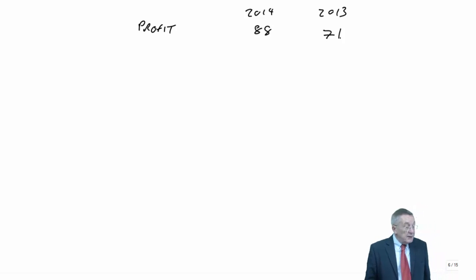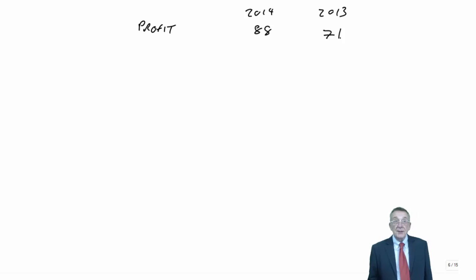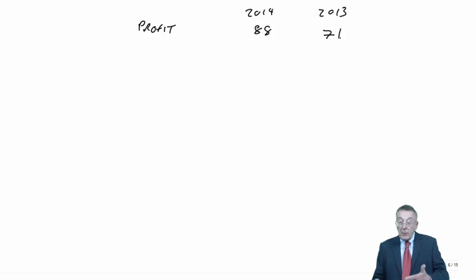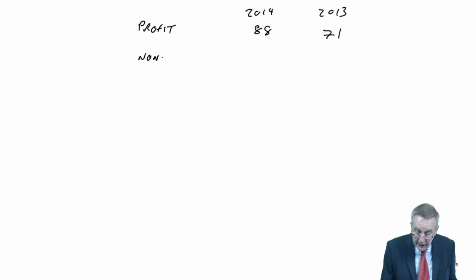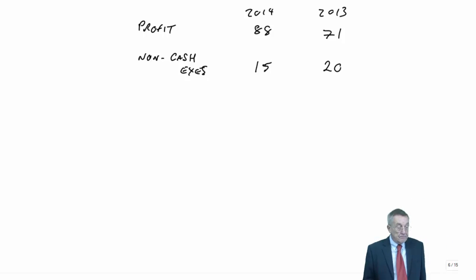When I was reading through the notes, if you look at note 9, there were some non-cash expenses. So I don't know what they were, but they will have been incorporated when those profits were arrived at. So we need to add them back to try and get more to a cash profit. So if those expenses weren't there, the profits would be higher by, what was it, 15 million in 2014 and 20 million in 2013.